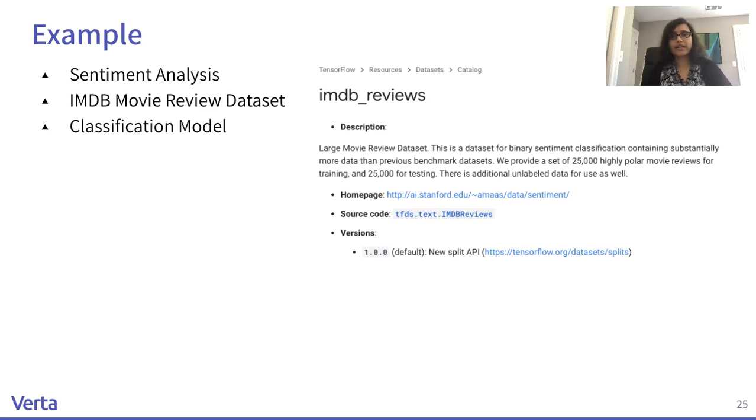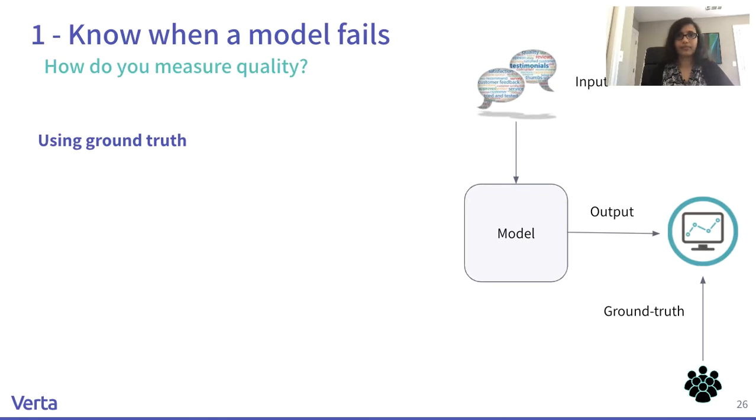Now let's look at one example. Let's say you have built a sentiment analysis model, and that uses IMDb movie review datasets. I'm sure most of you are familiar with IMDb datasets, and there are a lot of examples out there. This is essentially a classification model. So how would production monitoring look in this case? Now the first step is to have visibility when models fail, right?